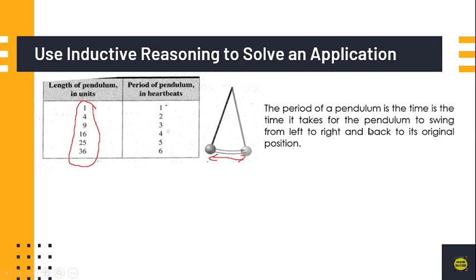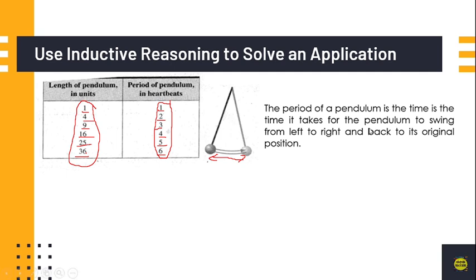And the period of the pendulum, or the heartbeats niya, class. As you can see, tingnan nyo yung pattern niya, di ba? 1 and 1, 2 and 4. Meron siyang square, di ba? 3 times 3 is 9. 4 times 4, 16. 5 times 5, 25. Then 6 times 6, 36. So meron siyang pattern.